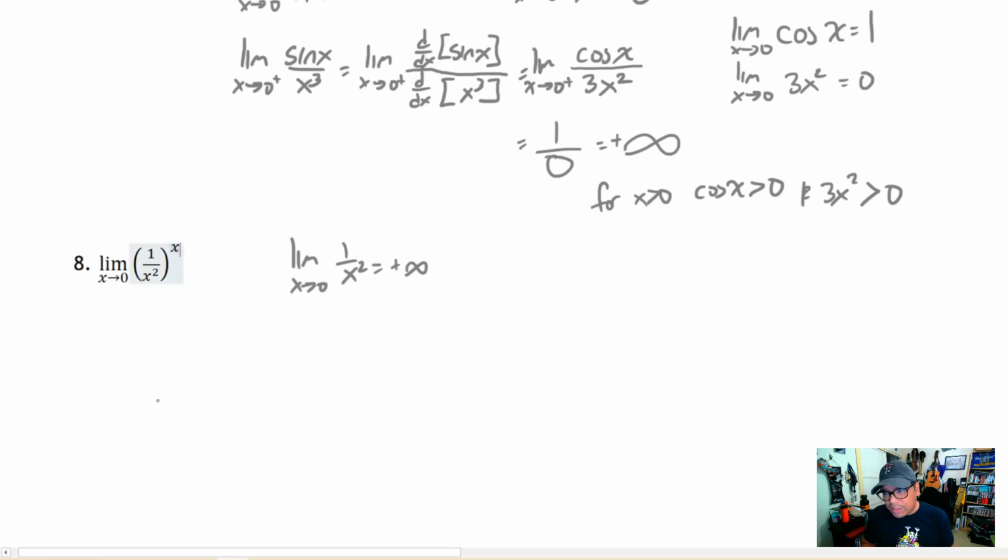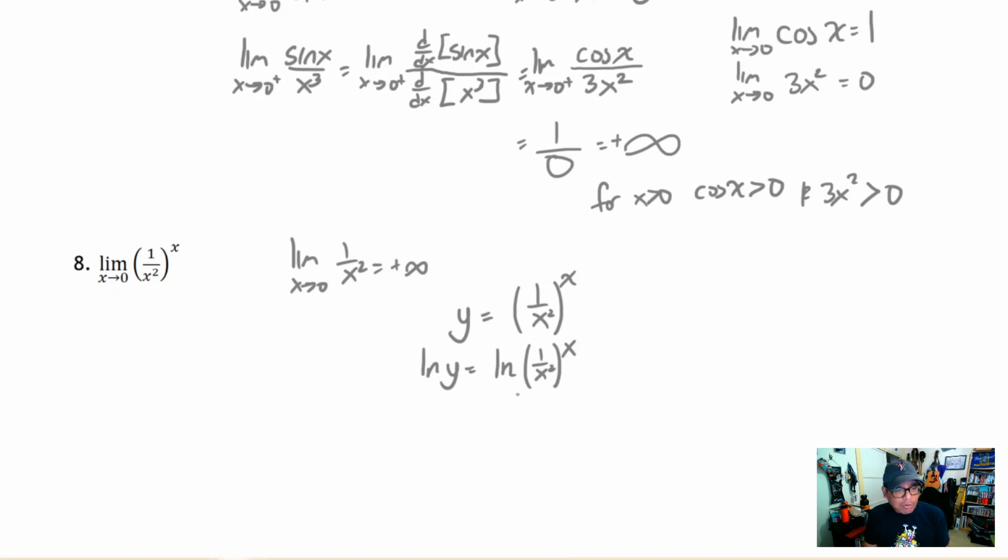Maybe disguised is the wrong way to say this. We're going to turn this into an indeterminate form to help us find the limit. So we're going to start off by setting some dummy function y equal to 1 over x squared to the x power. Then we take the natural log of both sides, and we see that the natural log of y is equal to the natural log of 1 over x squared to the x power, which totally invites you to put that x in front of the natural log.